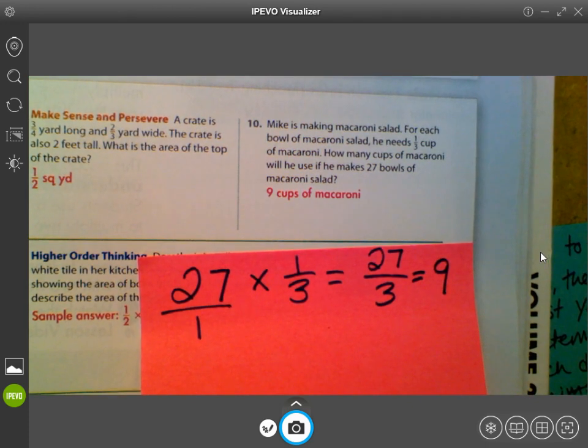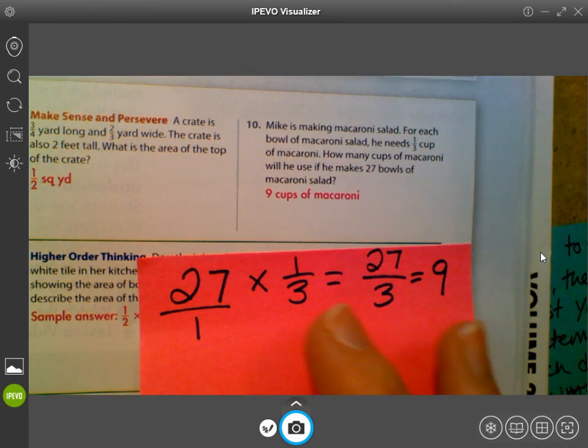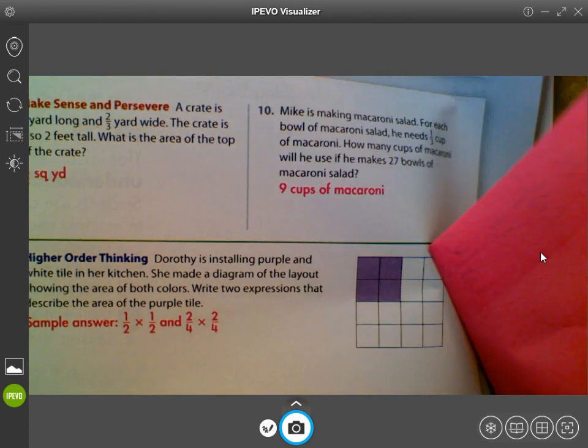9 cups of macaroni. And make sure you have at least cups as your unit. You don't need cups of macaroni, even though it's more descriptive, but 9 cups would work. Well, 9 is more than 1, so you want to put the S. Okay, then we had number 13.